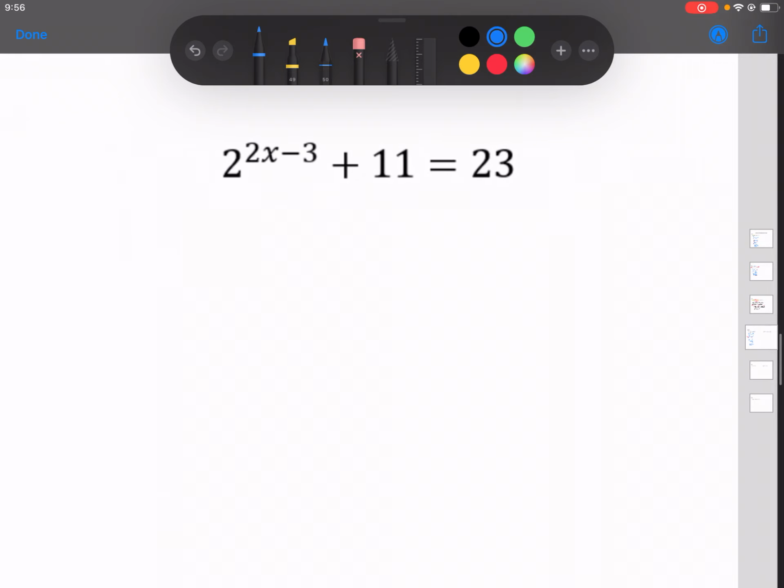So let's do another one. Now remember, when you have exponential equations, first thing you need to do is isolate. So I'll subtract 11. Did not mean to do that in highlighter, but that's okay, it worked out. So subtract 11 from both sides. 23 minus 11 is 12.